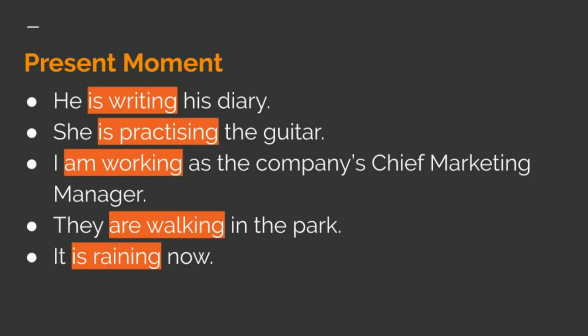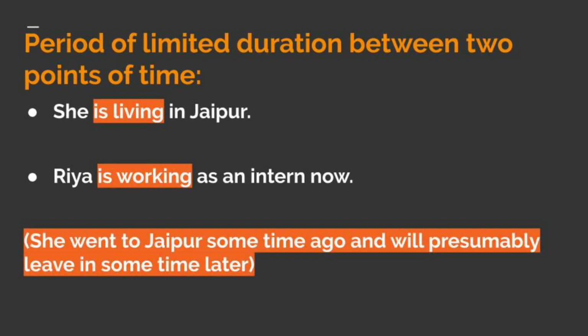When you're talking about you, it can refer to one person or it can refer to many also. You are watching this, you all are watching this, okay? The pronoun you is always followed by are, be it referring to one person or many, okay? So let's look at the next slide. After the present moment now, we use present continuous when we are talking about a period of limited duration between two points of time.